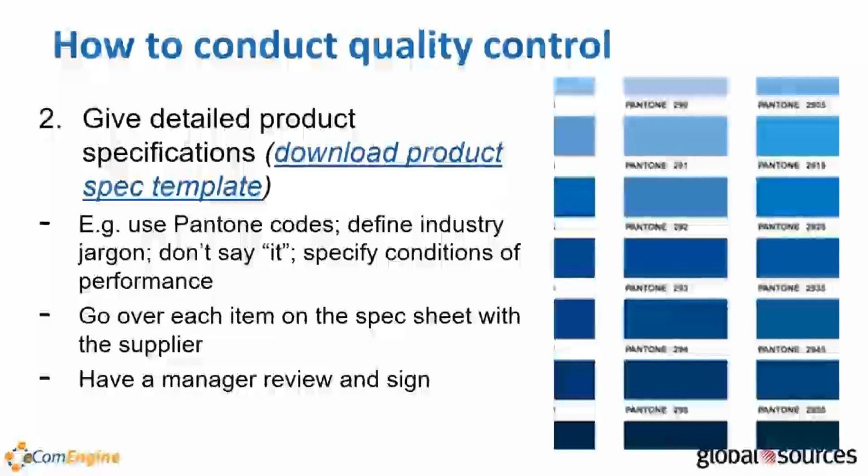Another thing to do is avoid using the word "it" in your product specifications template, because this can potentially cause confusion. When you're describing your expectations in your product specifications document, it is better to clearly specify what you're referring to in the text, even if you end up repeating yourself.